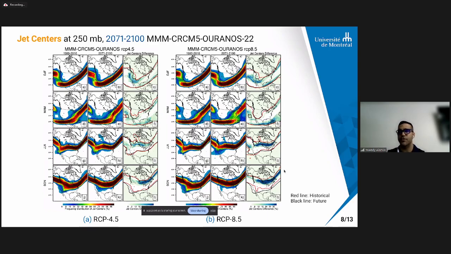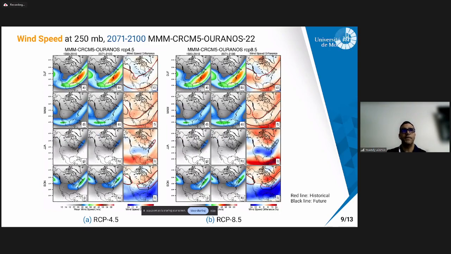Like the past figures, the red line in this case means the position of the jet stream for the historical period, and the black line, the position in the future. So for the wind speed, the analysis is similar. The left panel is for RCP 4.5, the right panel is RCP 8.5. First column, historical period, the middle is the future projection, and the third column is the difference between both historical and future.